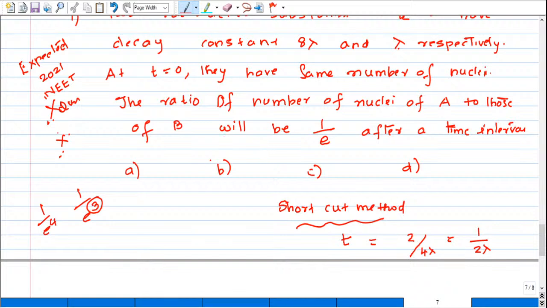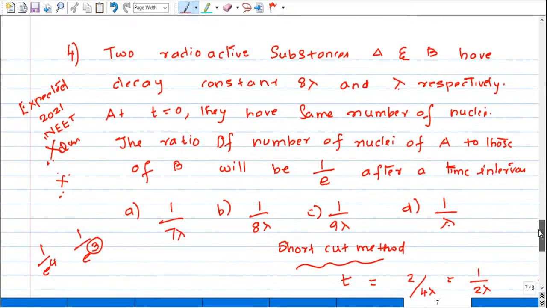Options are: option A is 1 by 7 lambda, option B is 1 by 8 lambda, option C is 1 by 9 lambda, and option D is 1 by lambda. This is a very important model, don't forget. So this is in nuclear physics.